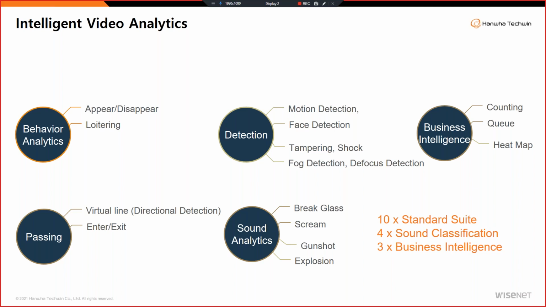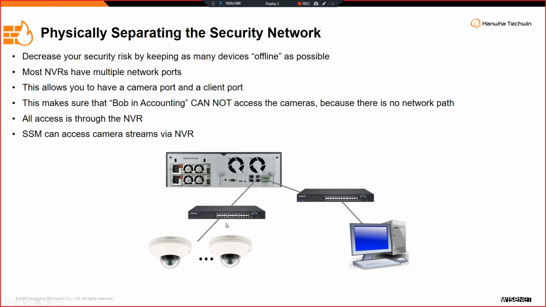Okay, most CCTV systems also support splitting the network. So if you have VMS, if you have a recorder, behind the recorder it will have multiple network ports. One network you can use for connecting all the cameras. The other network you can give to the supervisor. The supervisor cannot access the camera directly, but he can access it through the network recorder.